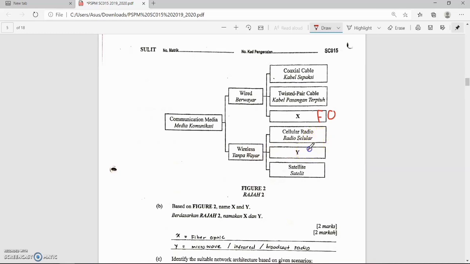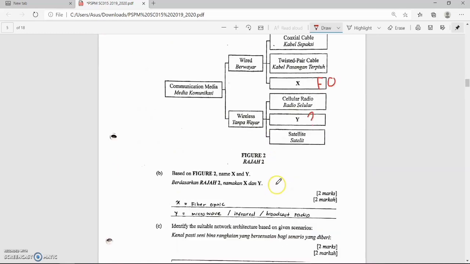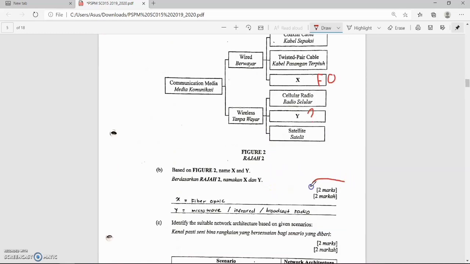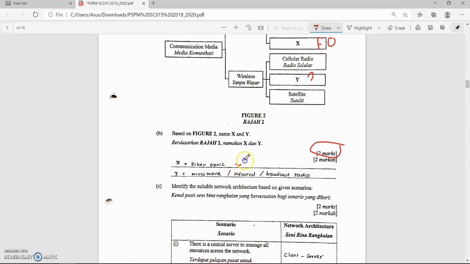Okay, Y, we don't know this one. Satellite. So based on our knowledge, cellular radio, microwave, infrared, broadcast radio, satellite. So this one, if you see 2 marks, you just state what is X and Y. Okay, so X is fiber optic. So Y, you can take either one.